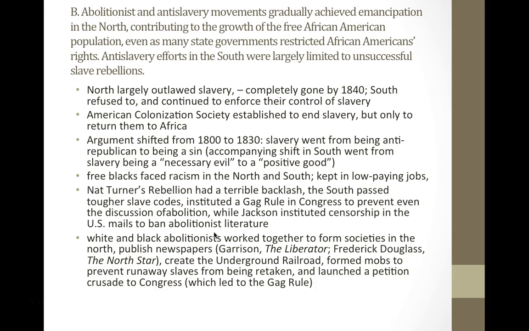All right, Turner's Rebellion we've talked about, and that's going to have a really terrible backlash. We're going to get tougher slave codes in the South to stop that from happening again. We're going to get the gag rule in Congress, so you can't even discuss it anymore. We're going to get Jackson actually censoring the U.S. mail. I mean, that's a pretty incredible step to try to ban abolitionists from spreading abolitionist literature throughout the country. All right. However, we're still going to get both white and black abolitionists working together doing all these things that are going to try to lead to the end of slavery.